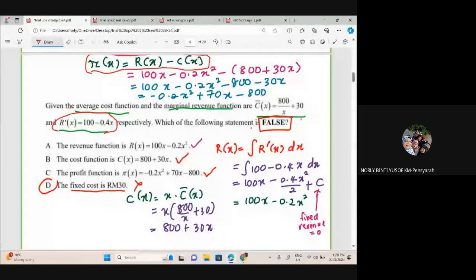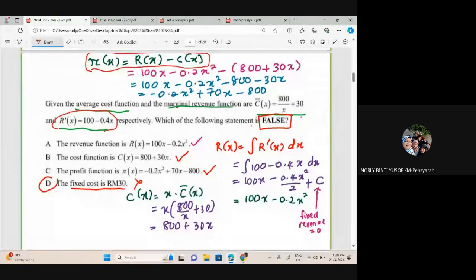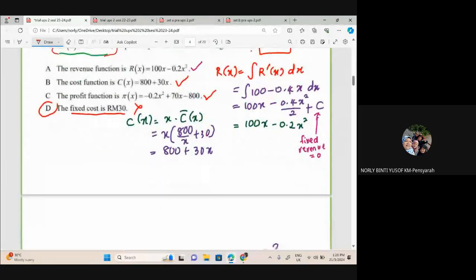So you solve, you will get negative 0.2x squared plus 70x minus 800. So C is correct. At the end, in the multiple choice, the fixed cost is RM30. In the question above, there is no mention of the fixed cost. So that definition is incorrect, it is false there, because in the earlier concept given, there is no information on the fixed cost. The others are all correct. Okay, so D is wrong.